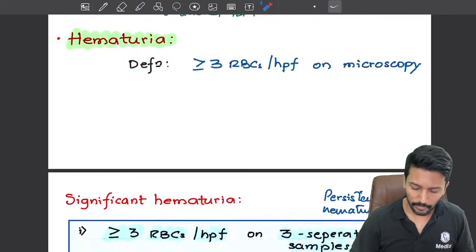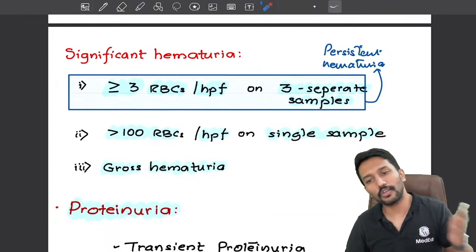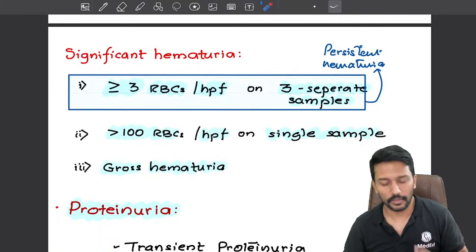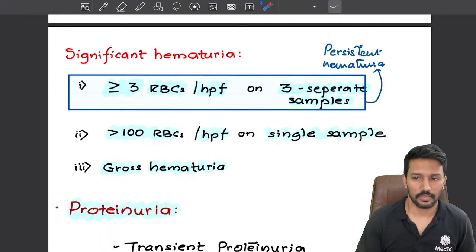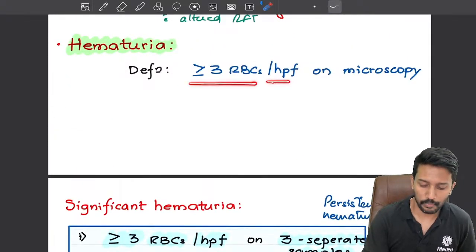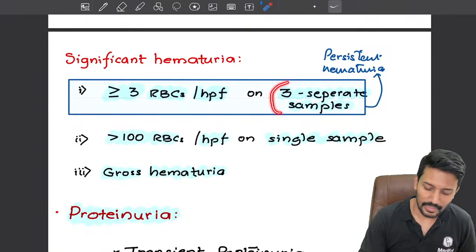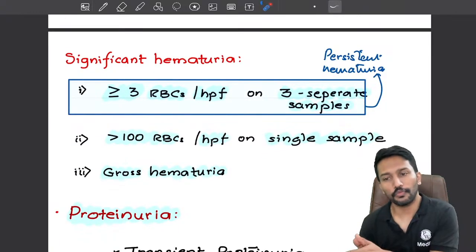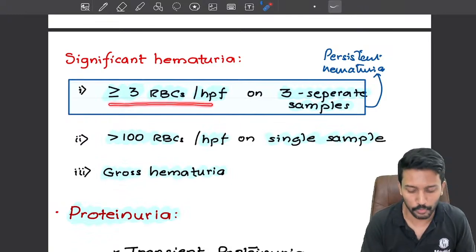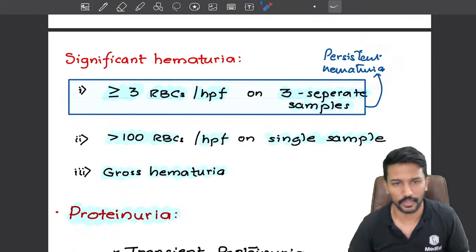Second point, we come across some terms like significant hematuria. Hematuria need not always be significant. So when do you call it significant hematuria? When the hematuria is persistent, right? We have already defined what is hematuria. When there are more than 3 RBCs per high power field on microscopy, we call it hematuria. And if 3 separate samples are positive for hematuria, that means there are 3 samples each showing more than 3 RBCs per high power field, then it is significant, right? In that case, we call it persistent hematuria.